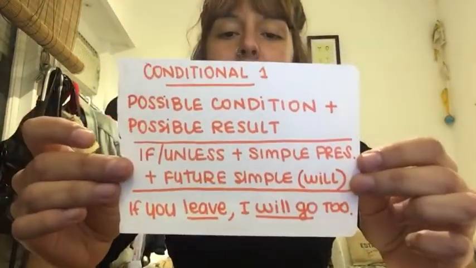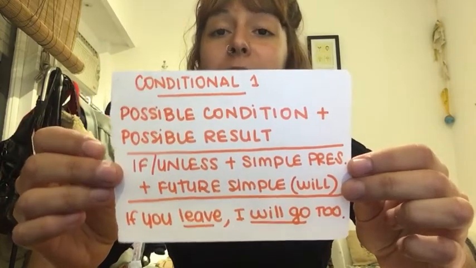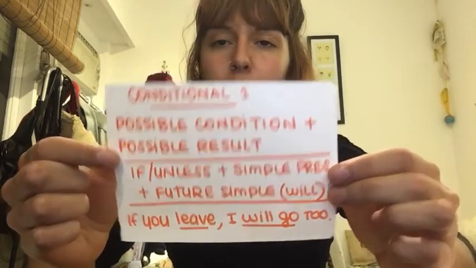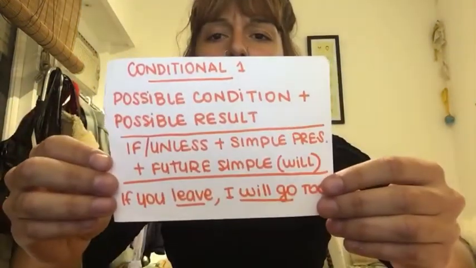So, first let's begin with the simplest one, which is the conditional number 1. So, on conditional number 1, we are working with possible conditions and possible results. ¿Qué significa esto? Que cuando usamos el conditional 1, vamos a estar hablando de situaciones en el presente, in the present, that are very possible. ¿Por qué son posibles? Por el contexto, por el mensaje que ustedes quieren transmitir. Sí, pero que lo que tiene que estar bien claro es que son situaciones en el presente que es muy posible que sucedan. So, let's see the structure.